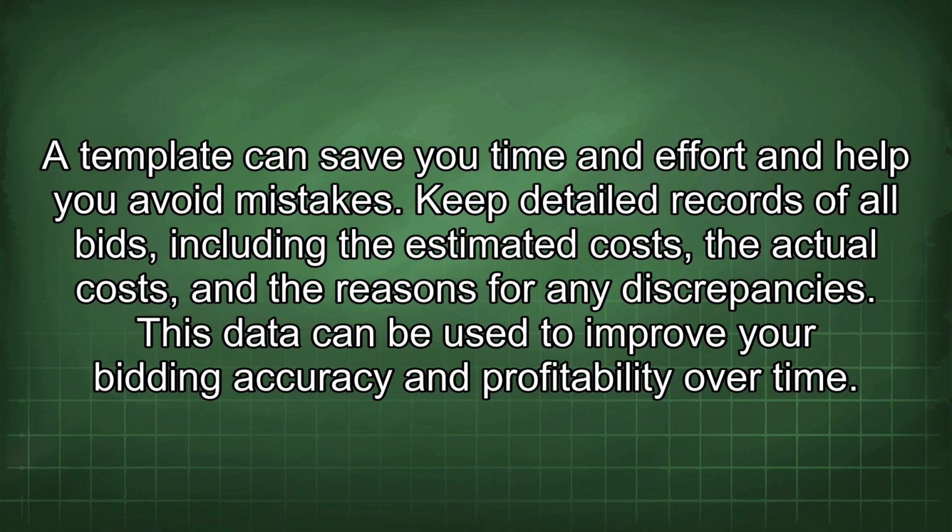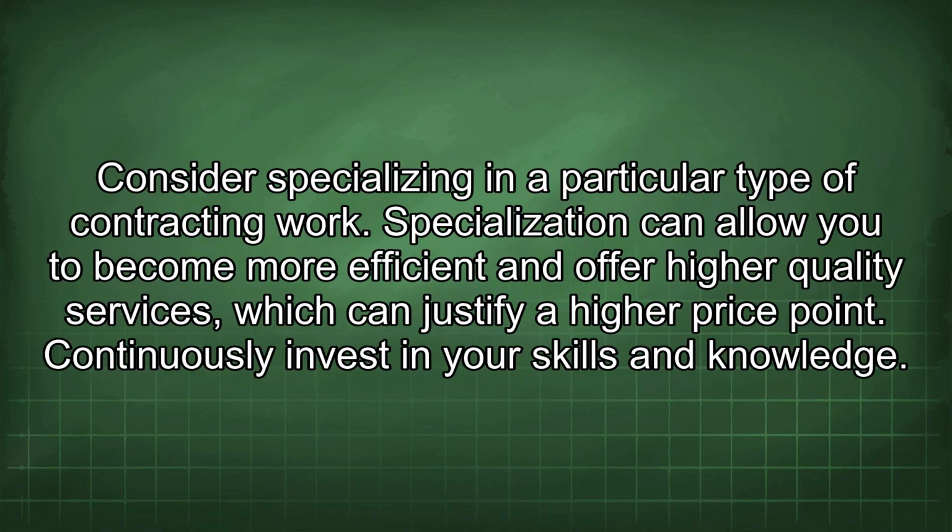Keep detailed records of all bids, including the estimated costs, the actual costs, and the reasons for any discrepancies. This data can be used to improve your bidding accuracy and profitability over time. Consider specializing in a particular type of contracting work. Specialization can allow you to become more efficient and offer higher quality services, which can justify a higher price point.